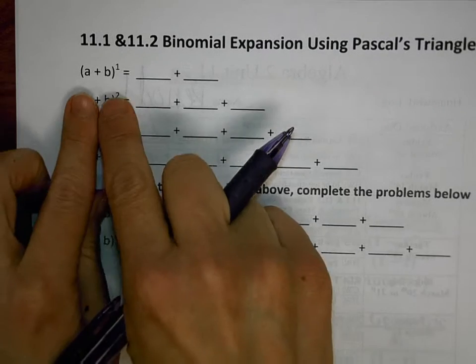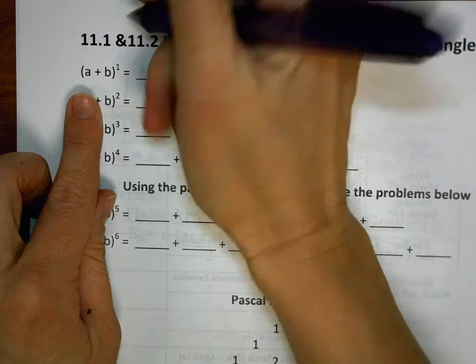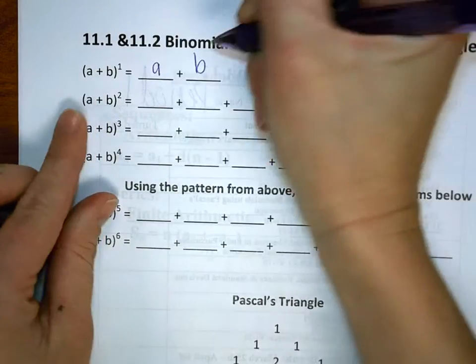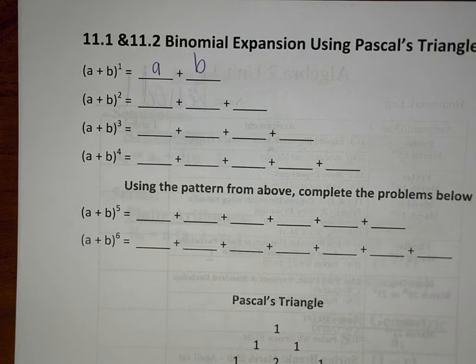Okay? So if you have a plus b to the first power, what is that answer? Good. So the a plus b goes right here. If I have a plus b to the second power, how do I find that answer?